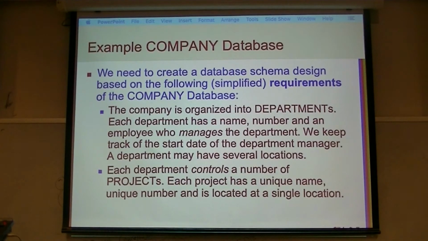So there are several bullets. Could you read the first bullet for me? The company is organized into departments. Each department has a name, number, and an employee who manages the department. We keep track of the start date of the department manager. A department may have several locations. Okay, thank you.